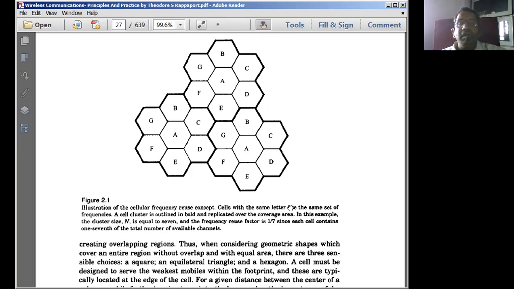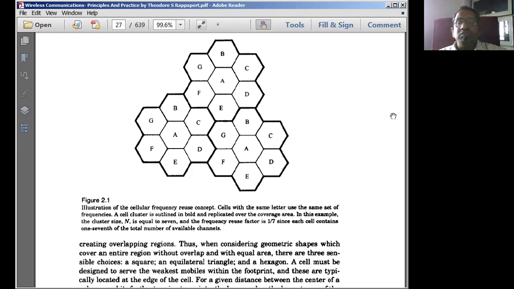So in a cluster, what are we going to have? The same set of frequency bands is repeatedly used. That means frequency reuse is used for all these different sets of cells. Putting all these together is simply known as a cluster or group of cells. In a particular group, we use A, B, C, D, E, F, G.